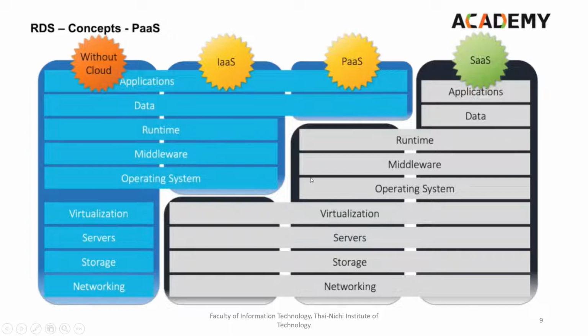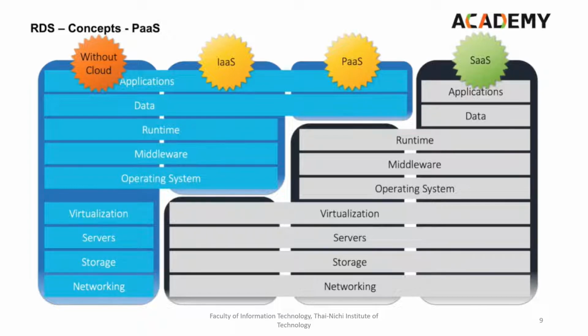But in the case of platform as a service for RDS, we have everything until the runtime installed in the instance which we create. You don't need to even work on the operating system, the runtime or the middleware. The only thing we need is the data and the applications. We just need to configure that, and then it is automatically done. So that's how we have platform as a service.